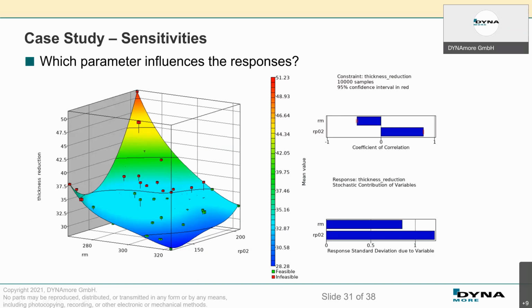parameters. On the top, we have the correlation coefficient. It's the linear correlation coefficient that is evaluated here in LS-Opt. And we also have the option to use a variance-based sensitivity measure, which is called stochastic contribution of the variables. And this is what you see in the plot here on the bottom. In both cases, we get the information that the parameter RpO2 has the larger influence on that response. In this case, I just used the thickness reduction as an example to visualize those features.